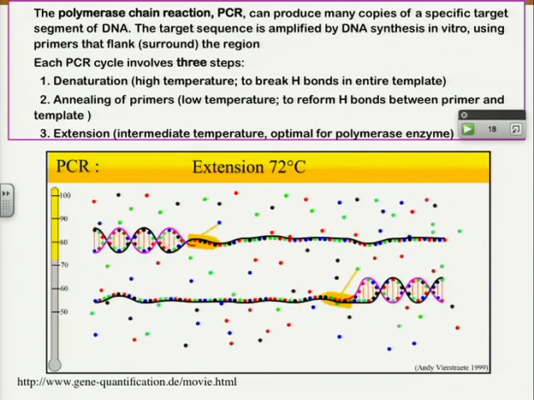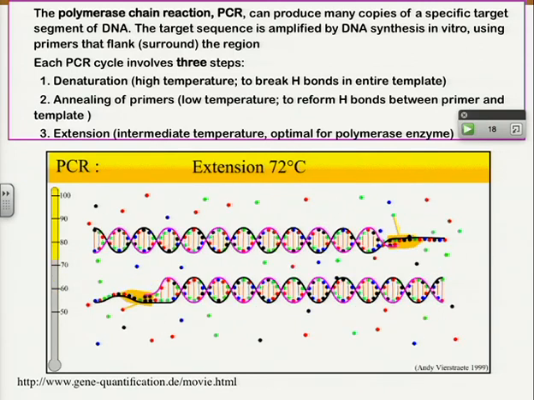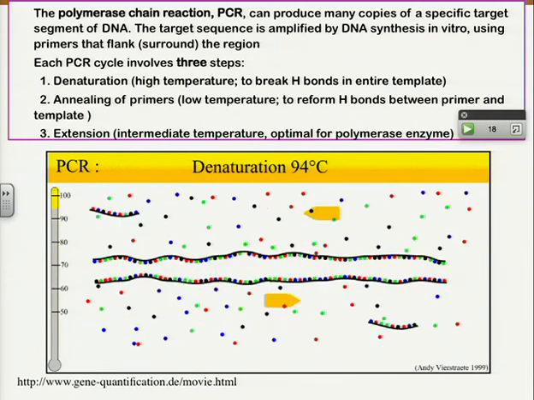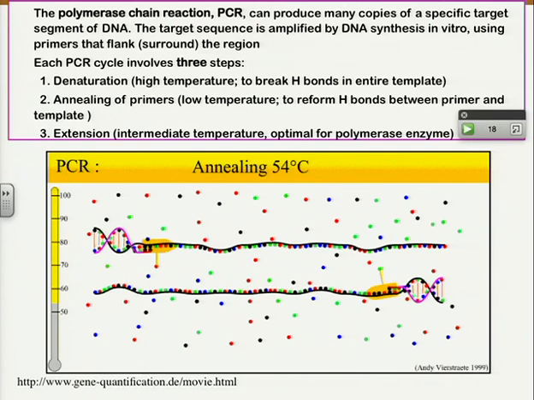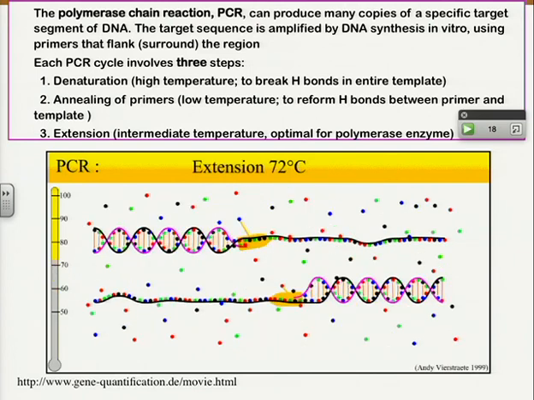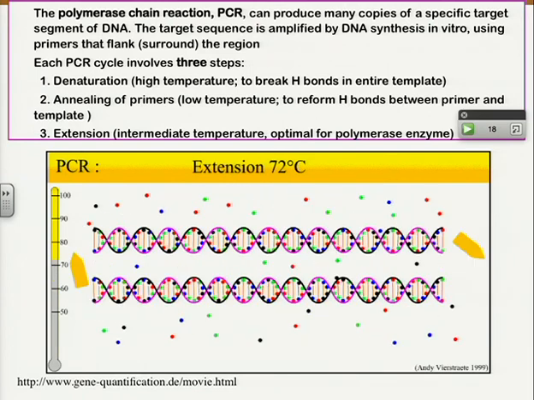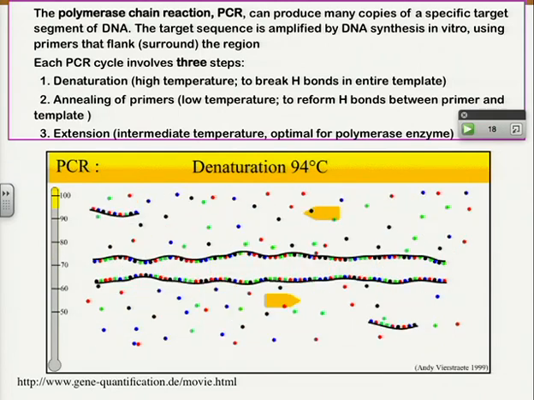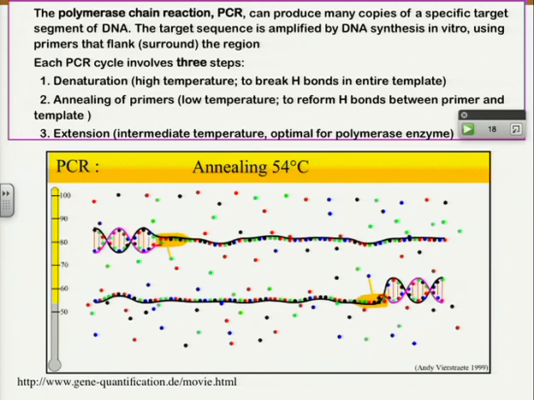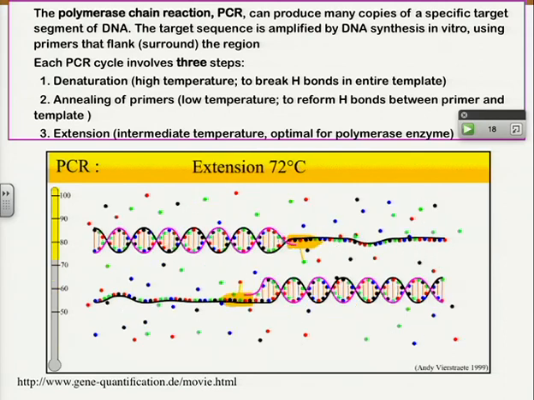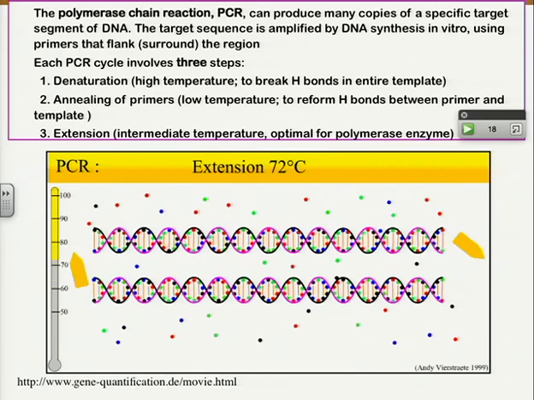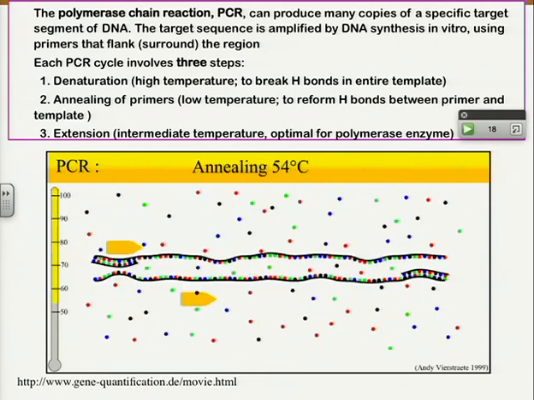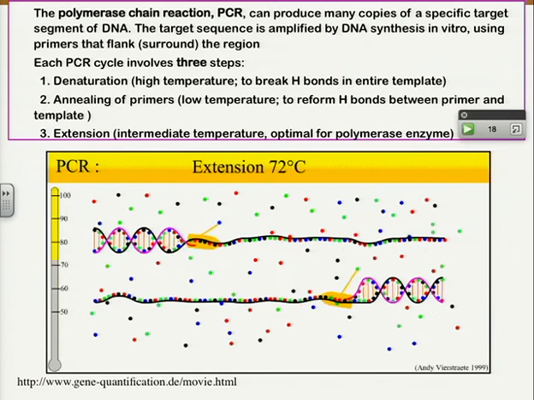Then you bring the temperature a little bit down to allow the primers to anneal, because if the temperature is too hot, the primers can't base pair with the template because hydrogen bonds are not stable in the presence of high heat. So you bring the temperature down to allow the primers to anneal, and then you extend. There's a polymerase there that can extend or synthesize DNA. So all of the cycles are very short, say 30 seconds to denature, 30 seconds to anneal, 30 seconds to extend. The polymerase used in PCR can do at least 1 kilobase a minute.